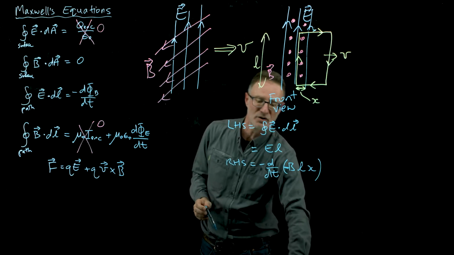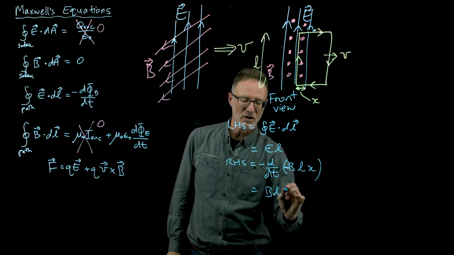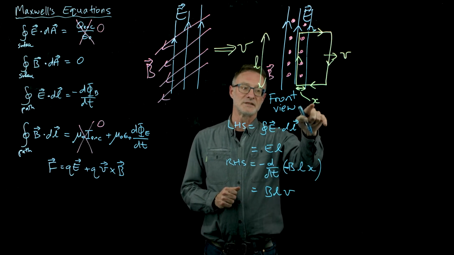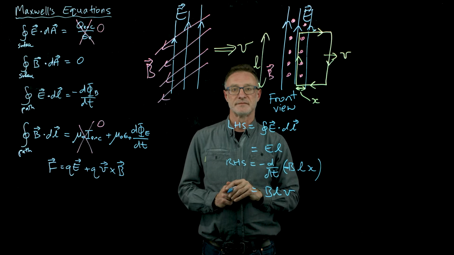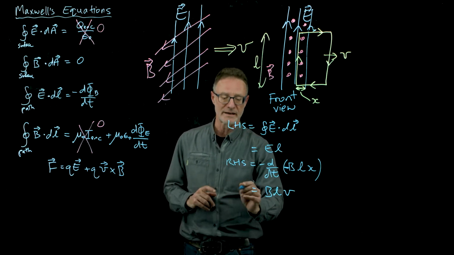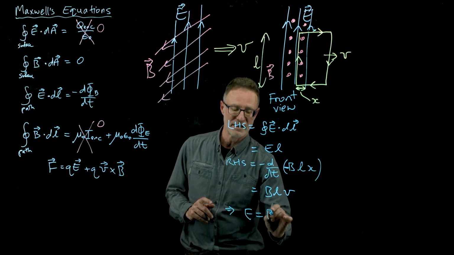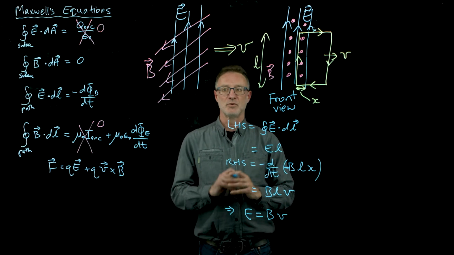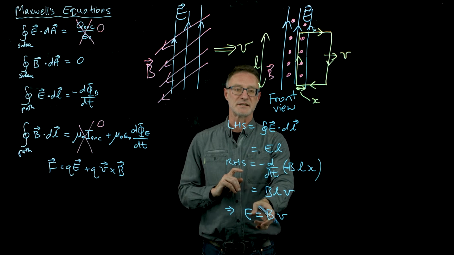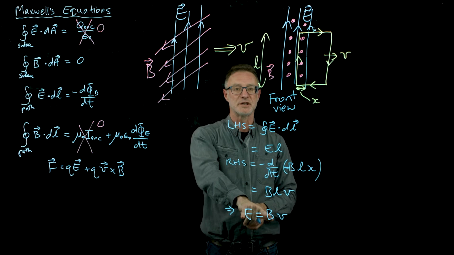The two minus signs cancel, and I'm left with B times L times v. Where did the v come from? That's just dx/dt, the rate of change of x. Okay, so that's the view from the front. If I equate those two, left-hand side and right-hand side, I get the simple equation that E is equal to B times v. In other words, this pattern is able to satisfy Faraday's law, provided this condition exists. That is to say that the electric and magnetic field magnitudes have to be in this particular ratio, where v is the speed.